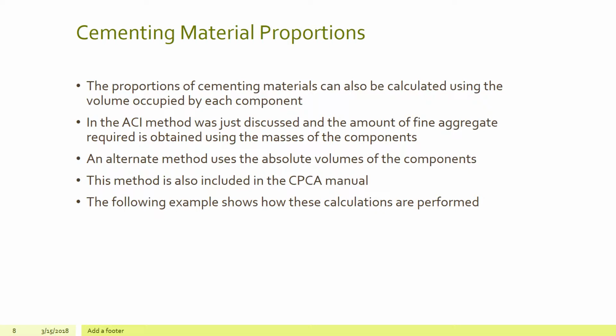When we look at our design mixes, the proportions of cementing materials can also be calculated using the volume occupied by each component. The ACI method, discussed within the PowerPoint presentation with the examples, obtains the amount of fine aggregates required using the masses of the components. An alternate method uses the absolute volumes of the components. Of course, the method is also included in the CPCA manual. And again, the following examples, we're going to take a look at the PowerPoint presentations that are in this module to show us how to do these calculations.